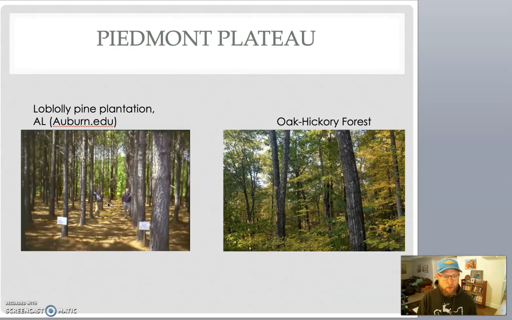Just a note about the Piedmont Plateau. This is the one that's a little further west than the coastal plain. There are a lot of pine plantations in this region in particular, and parts of the coastal plain as well. Here's a picture of a loblolly pine plantation. These are super productive plantations and where lots of timber products come from in the United States. And then again, in this western part, more in the Piedmont, we see more of these oak-hickory forests showing up that are fairly drought tolerant and fairly fire tolerant.